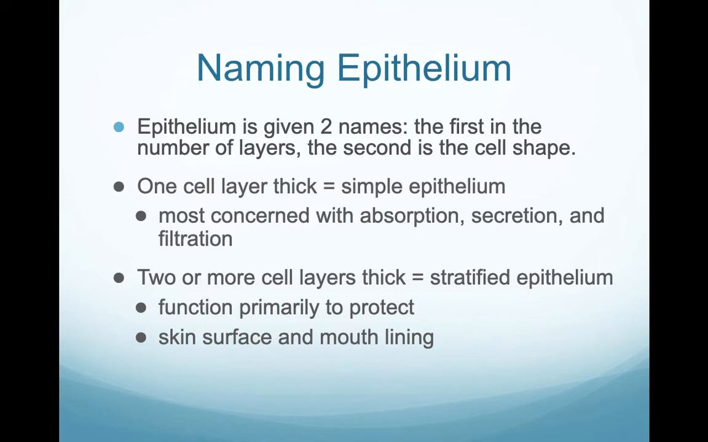Two or more layers, we call it stratified epithelium. And if I've got multiple layers, that's going to primarily be for protection. Like in your skin and your mouth, like you chew your food, you're going to knock some cells off, but that's okay because I've got multiple layers underneath. So that's the first part, simple or stratified, one layer or more than one.